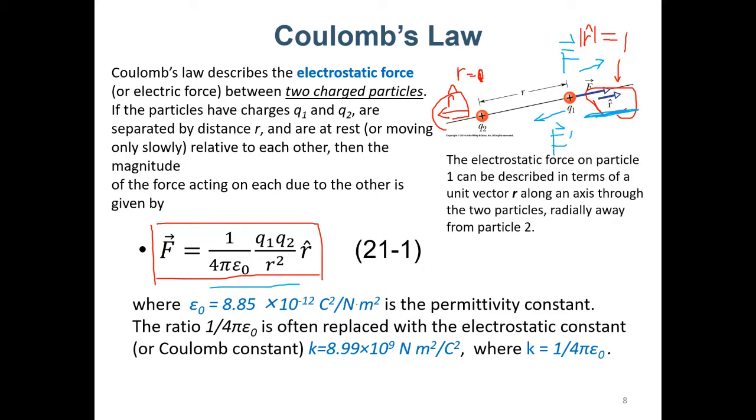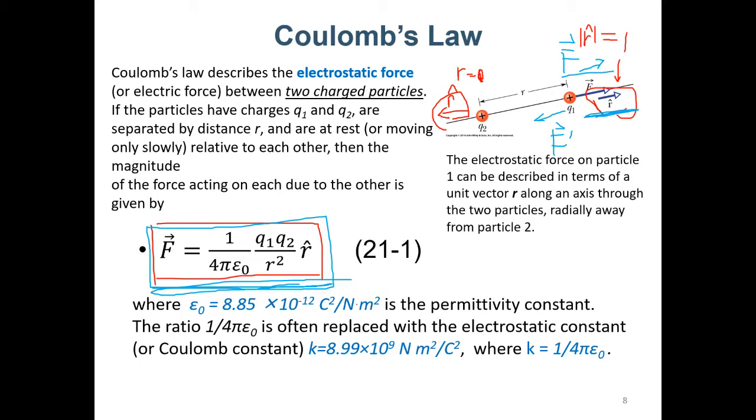F prime. If both of them are negative, so they have the same sign, so this one is also positive, and then they repel each other, so that the force also points to this side. So no matter Q1 and Q2 are positive or negative, this single equation can tell all the facts.